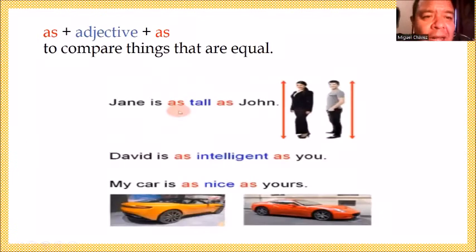Now that we know what an adjective is, we are going to use them in comparisons. We are going to compare things that are equal, okay? Then, for that purpose, we are going to use as plus adjective plus as. We are going to put the adjective between as to make the comparison of equality. Jane is as tall as John. They have the same height. David is as intelligent as you. My car is as nice as yours.